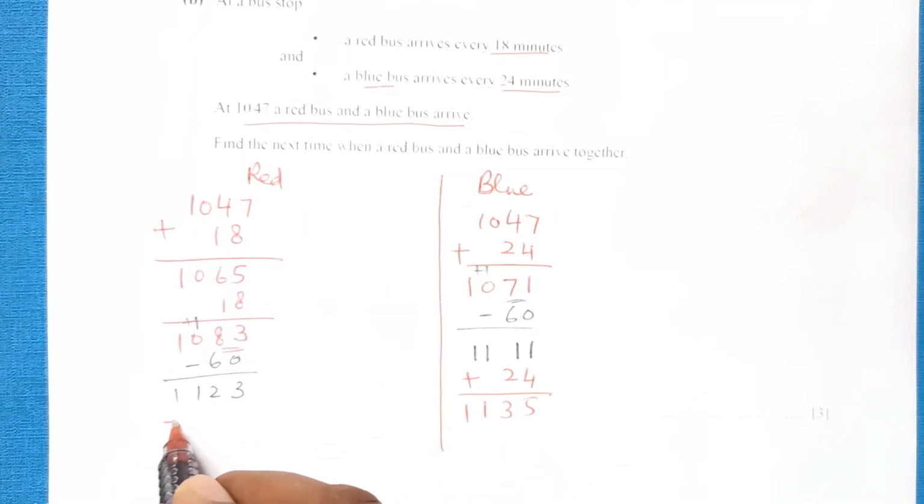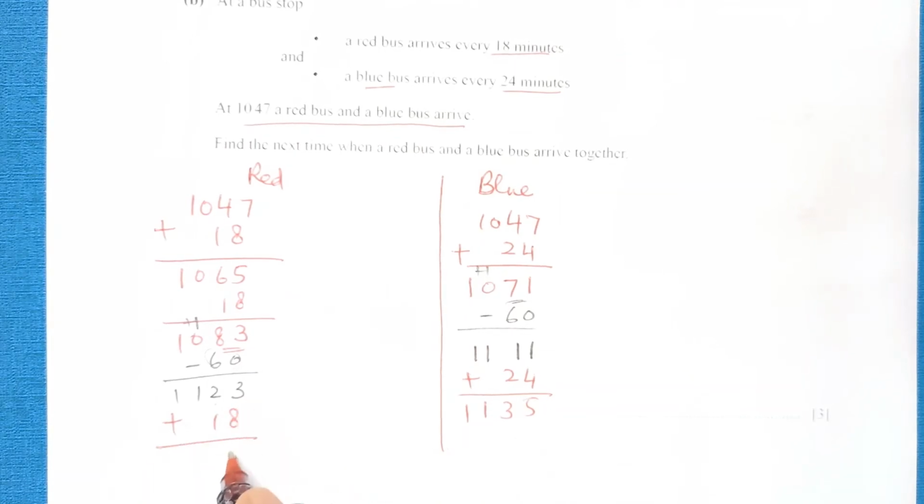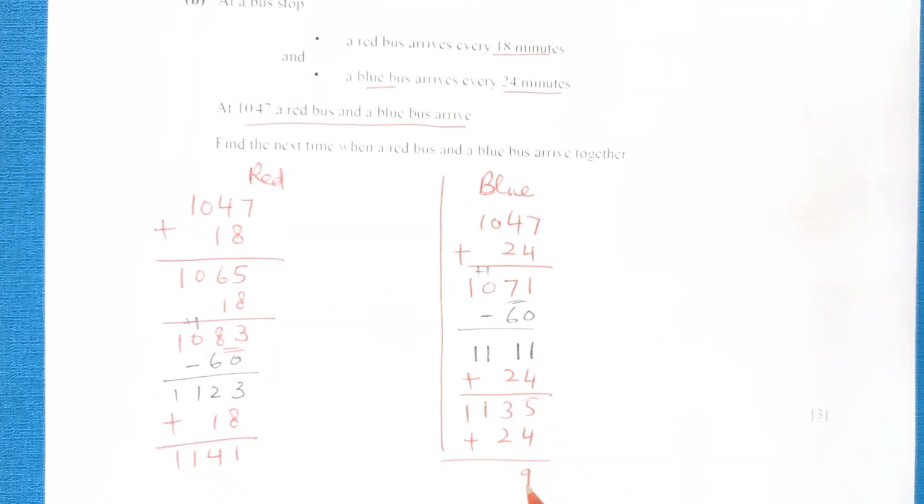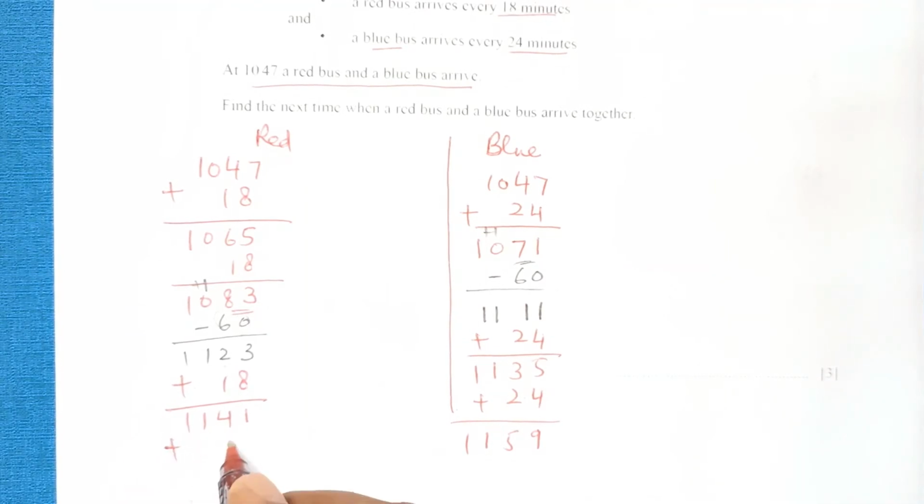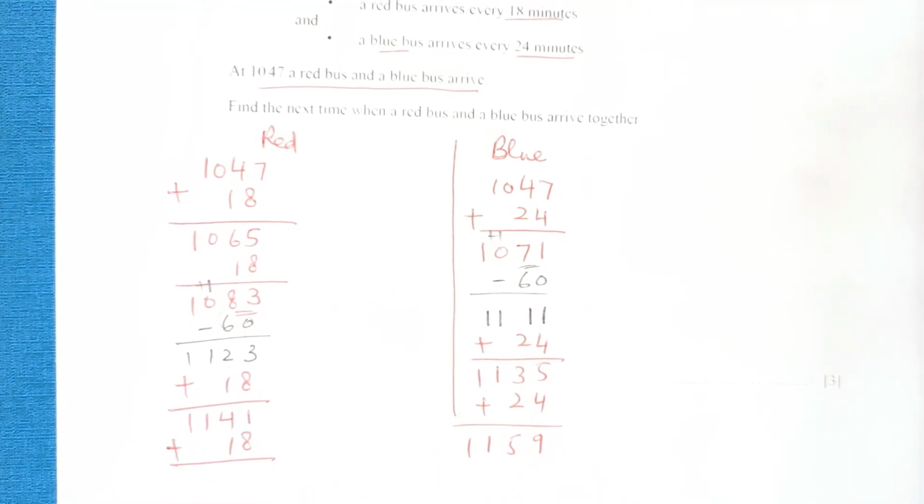So let's add again 18. So 8 plus 3, 11. 4, it's 11:41. Let's add again 24 here. This is 9, 5, 1, 1, 11:59. So let's add again 18 until we get the same time.